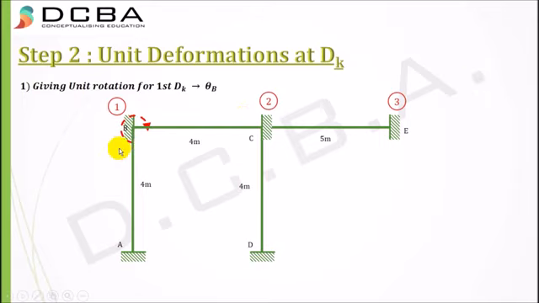Therefore, whenever we give a rotation at any joint, only the members connected to that joint are going to get affected. All the other members are going to remain unaffected. So if I'm giving a unit rotation at joint B, then only the members connected to joint B are going to get affected. That is member BA and BC.